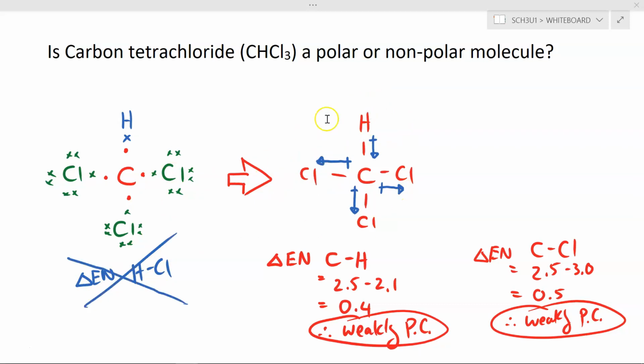I'm going to add up my dipole moments now. Again, it doesn't matter where you start off first, so I'll just start from the top. We're going to go down, then we're going to go to the right, then we're going to go down again, then we're going to go to the left.